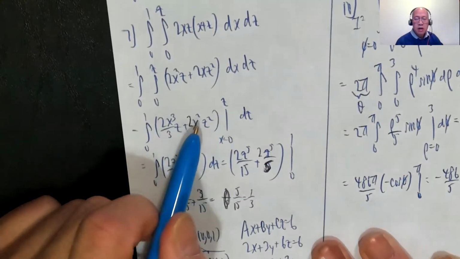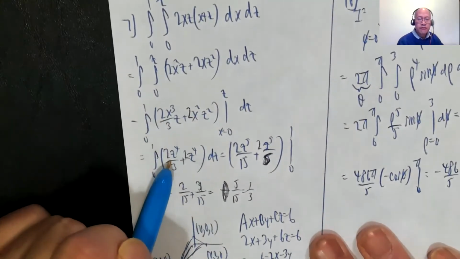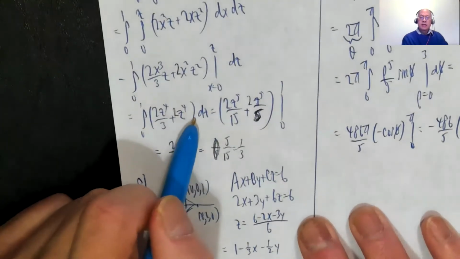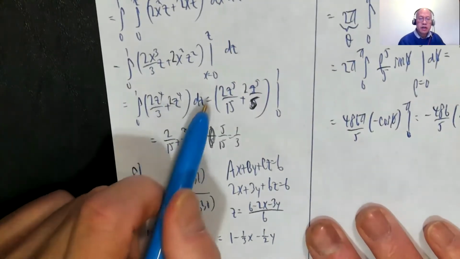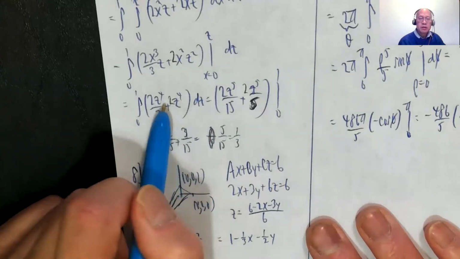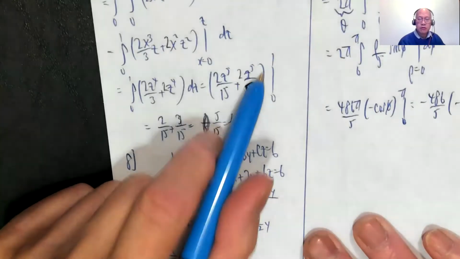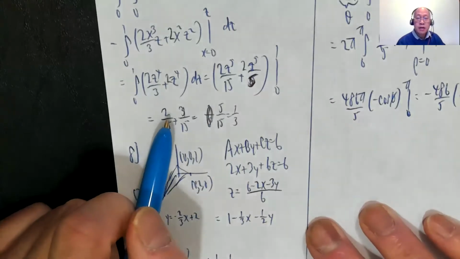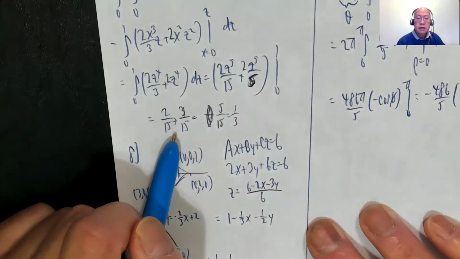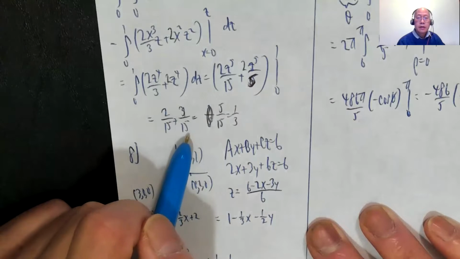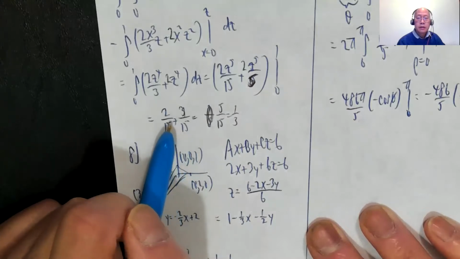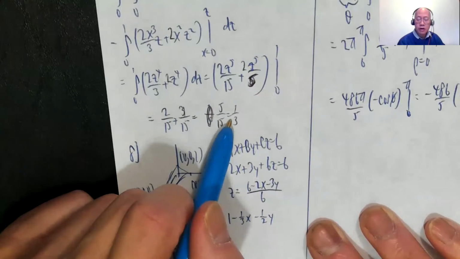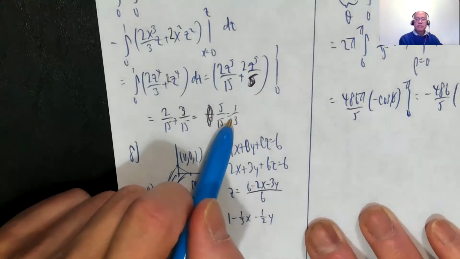Plug in 0, you get 0. Plug in z, you get 2z to the 4th over 3 plus 2z to the 4th. So dz, integrate with respect to z, that's 2z to the 5th over 5 times 3 plus 2z to the 5th over 5 from 0 to 1. Plug in 0, you get 0. Plug in 1, 2/15 plus 3/15, so 5/15. So the final answer should be 1/3.